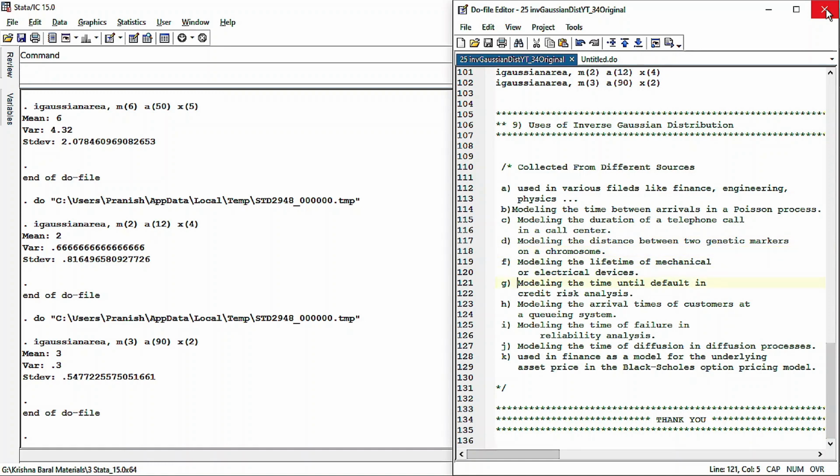The inverse Gaussian distribution is used in modeling the time until a default in credit risk analysis. It is used in modeling the arrival times of customers in a queuing system. It is used in modeling the time of failure in reliability analysis. It is used in modeling the time of diffusion in a diffusion process. It is used in finance as a model for the underlying asset price in the Black-Scholes option pricing model. And there are many other uses of the inverse Gaussian distribution.